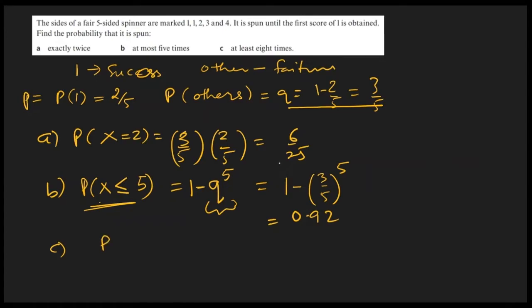Okay, C part, at least 8 times. So the probability is x greater than or equal to 8. That means you fail for 7 times for sure, right? So that will give us q to the power 7, which is (3 over 5) to the power 7. We don't bother what happens after 7 failures. It can be success in the 8th attempt, 9th, 10th, or maybe 100th. But we are sure that the attempt is failing 7 times, and that's why we write this.